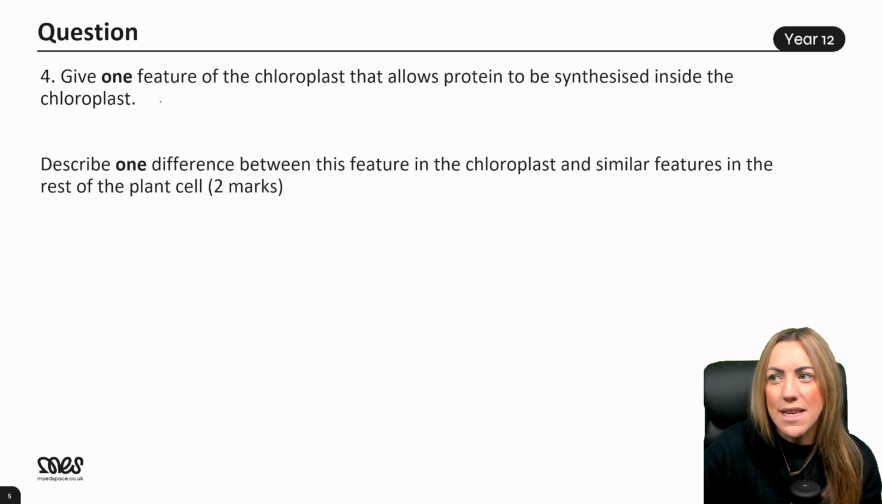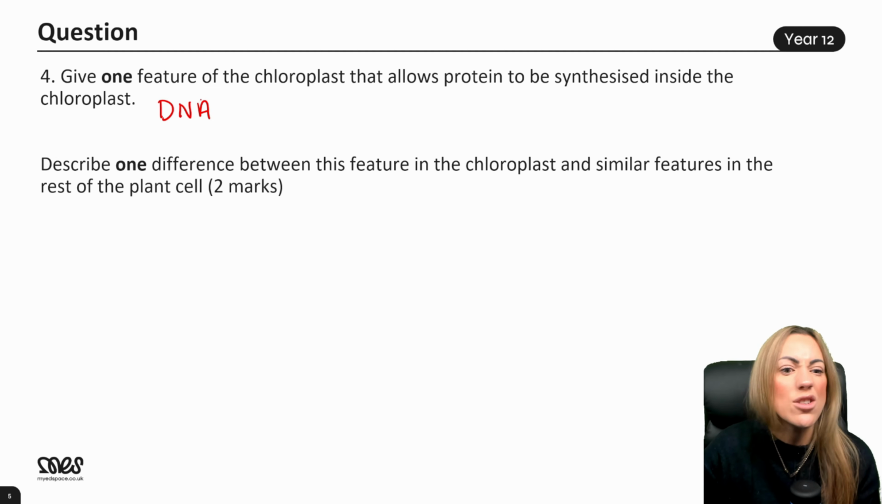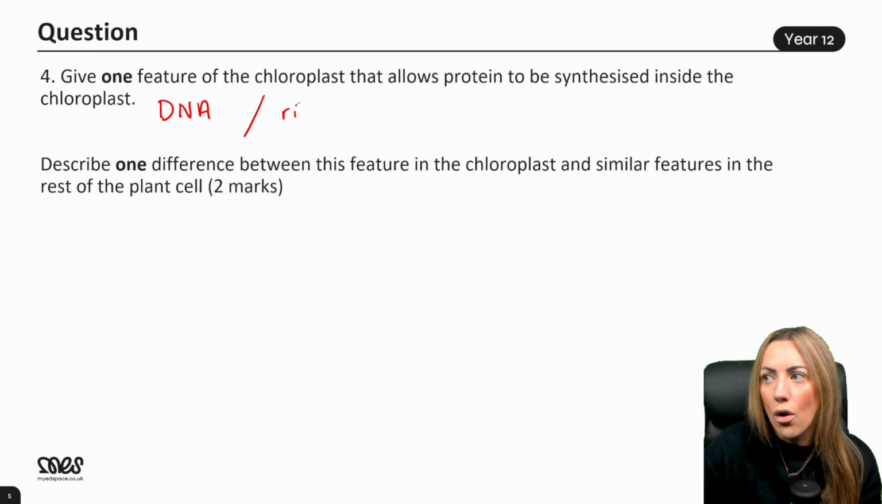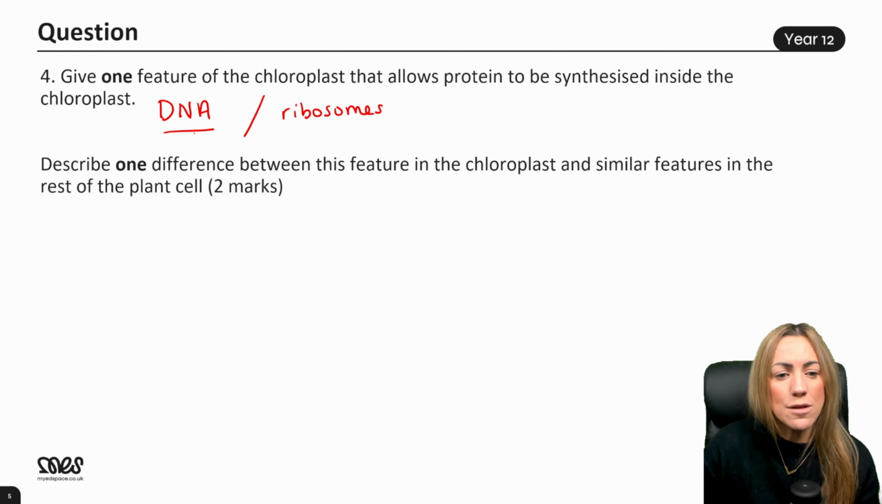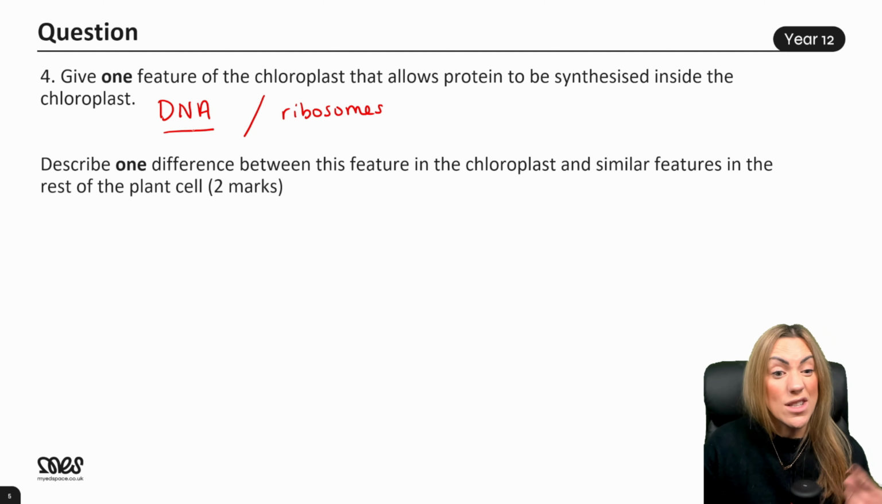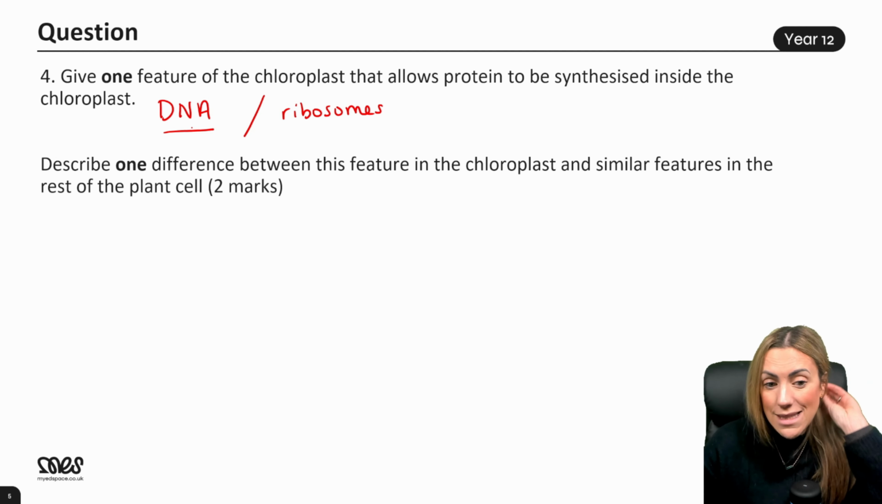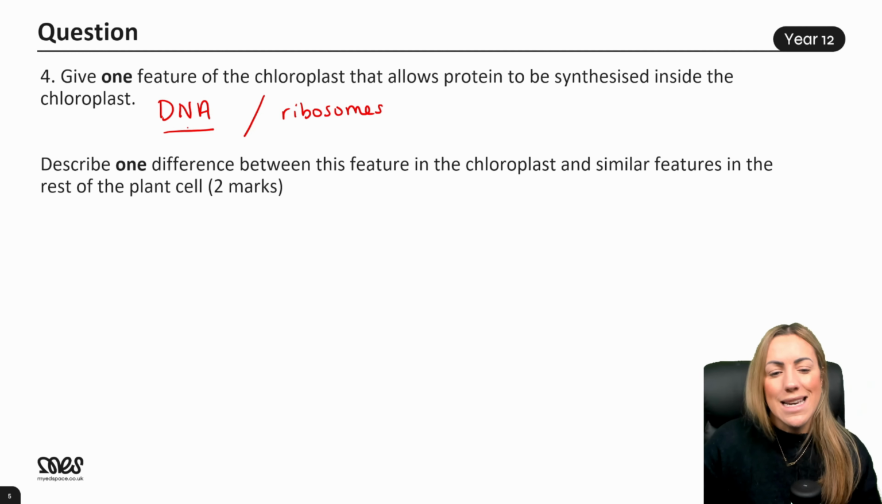So what we can give for this answer is either DNA, because chloroplasts have their own DNA, just like mitochondria do, or ribosomes, because chloroplasts and mitochondria also have their own ribosomes. Now, obviously, DNA allows for proteins to be synthesized because DNA contains the code for proteins. Remember, it contains bases, and the order of bases determines the order of amino acids in a polypeptide. Ribosomes are obviously the site of protein synthesis, so they also allow proteins to be synthesized inside the chloroplasts.